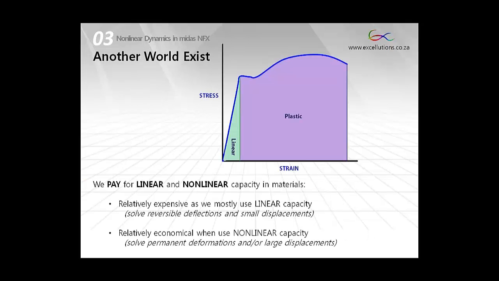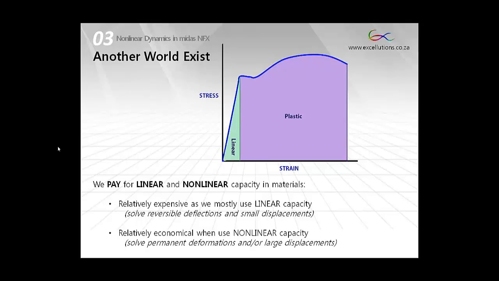I would guess that for most of us, static linear analysis is what we do most of the times, and the stress strain curve with the depicted green area is really the world that we live in. But another world exists, and that is the purple area underneath the stress strain curve. Interesting just to think about things. When we buy material or specify it, we actually are stuck with the nonlinear capacity of the material, even though we might only use the linear areas.